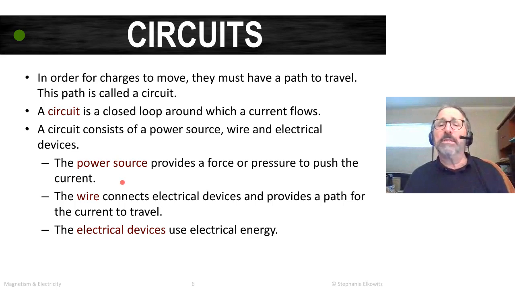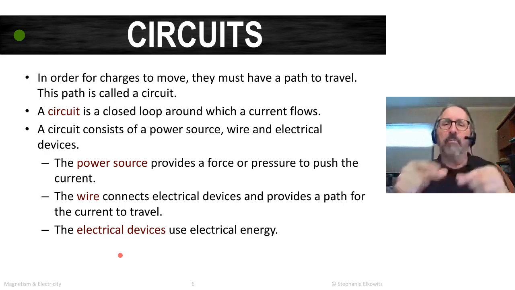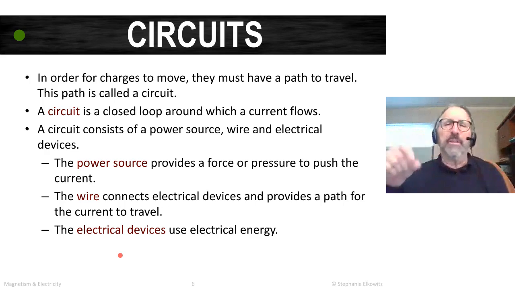Okay, so the power source pushes the current, so the battery pushes the current. The wire connecting the devices provides the pathway, and then the electrical devices use the electrical energy. So a light bulb is an electrical device, and my grandson has this little circuit maker where you can put these wires together. They actually just plug in, and you can put different things like a buzzer or music maker. Those are your electrical devices.